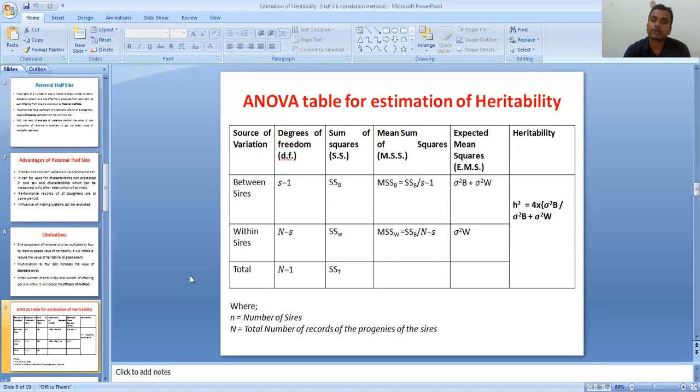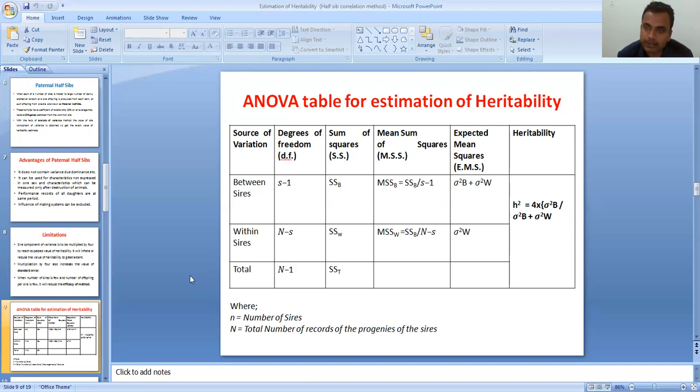Then the mean sum of squares between sires is calculated by the sum of squares between sires divided by S minus 1, that is the degrees of freedom for between sires. In case of within, the mean sum of squares is divided by the degrees of freedom for within sires.